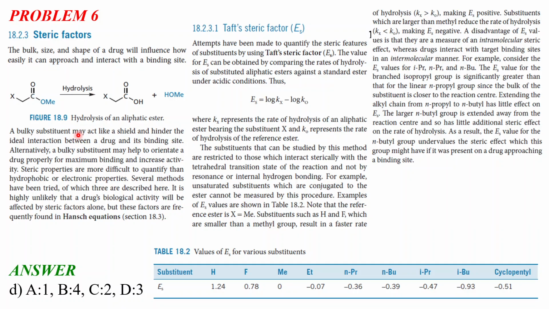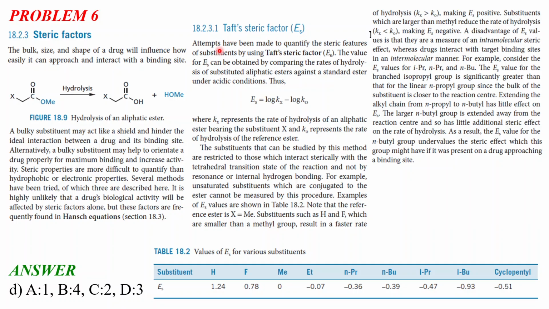Okay. So a bulky substituent may act like a shield and hinder the ideal interaction between a drug and its binding site. Alternatively, a bulky substituent may help to orientate a drug properly for maximum binding and increase the activity. Steric properties are more difficult to quantify than the hydrophobic and electronic properties. Several methods have been tried, of which three are described here. It is highly unlikely that the drug's biological activity will be affected by the steric factors alone, but these factors are frequently found in the Hansch equation, which is 18.3. So that we will discuss later.